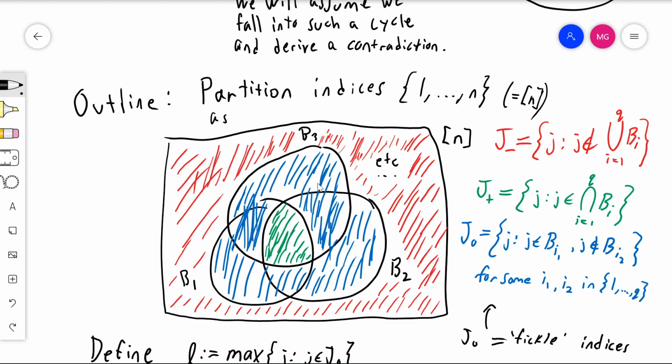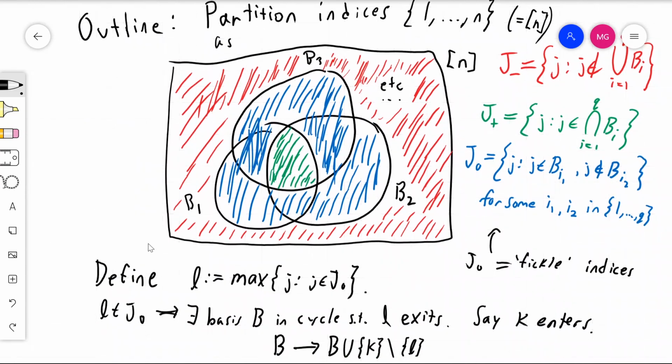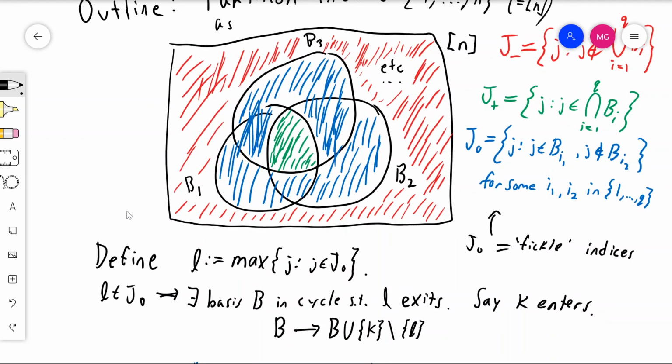In a more understandable sense, it's the indices that are in the basis of the current iteration of the simplex algorithm at some stages, but are not in the basis at other stages. For that reason, we're going to be calling these fickle indices, because sometimes they'll be there and sometimes they won't. That's in contrast to the red indices, which are never in the basis, and the green indices, which are always in the basis. So the blues are sometimes there and sometimes not. Very commonly, I'll be referring to this J0 set as the fickle indices. Fickle because, well, that's what fickle means. It's unreliable. Sometimes they're there, sometimes they're not.